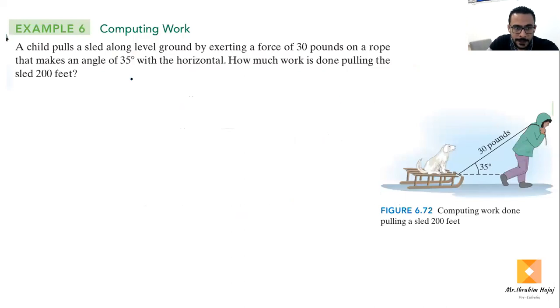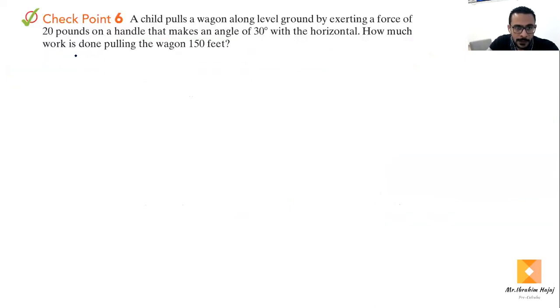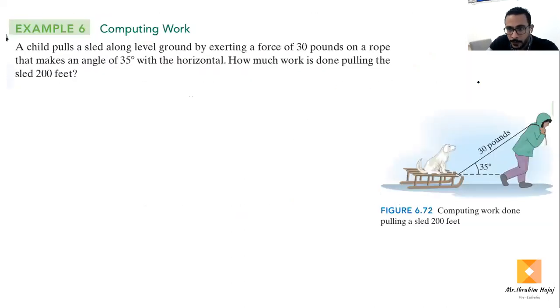Okay, for example, the last example here, checkpoint what? Who is messing around here? The last example: a child pulls a sled along level ground. Let me ask Muhammad to read this problem quickly.